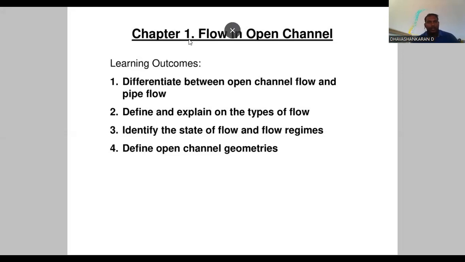So the unit name is Open Channel Flow. Here we have a few things to discuss on the flow in an open channel. The first topic is to differentiate between open channel flow and pipe flow. This is the first introductory topic on open channel. After that, the definition and explanation based on the types of flow, then state of flow, then flow regimes, then channel geometrics. So these are the things discussed in these slides.